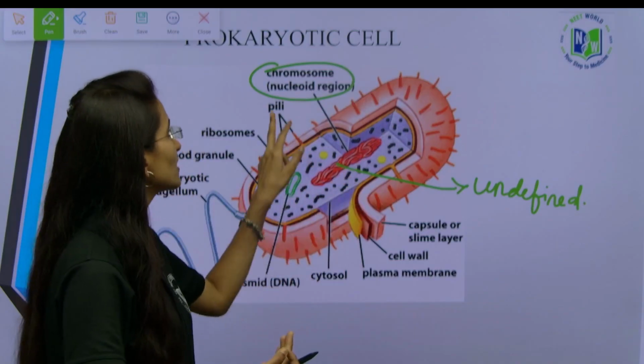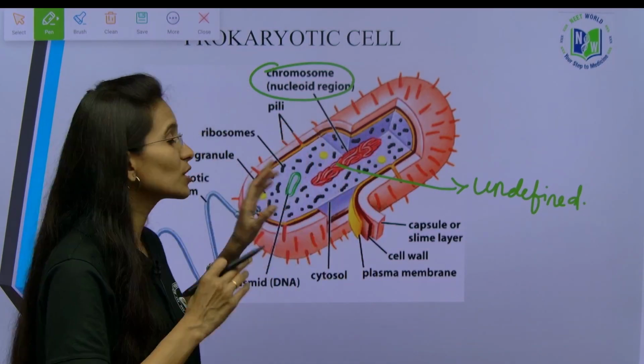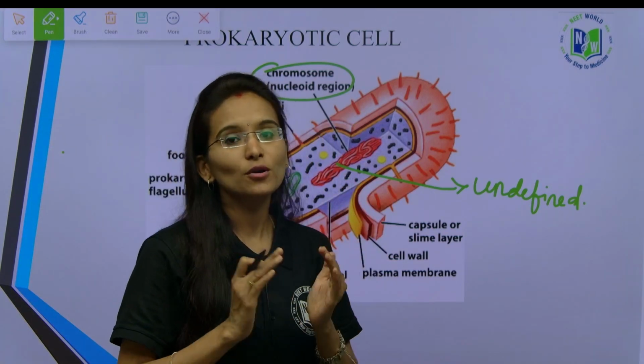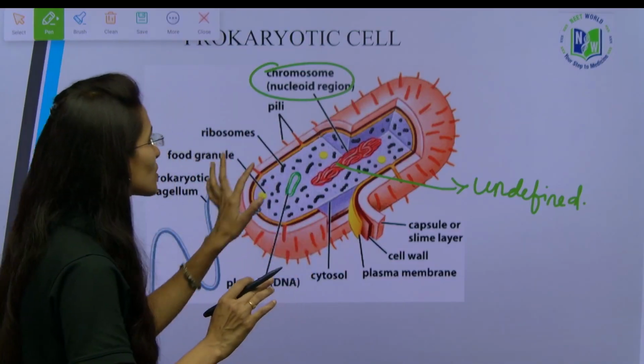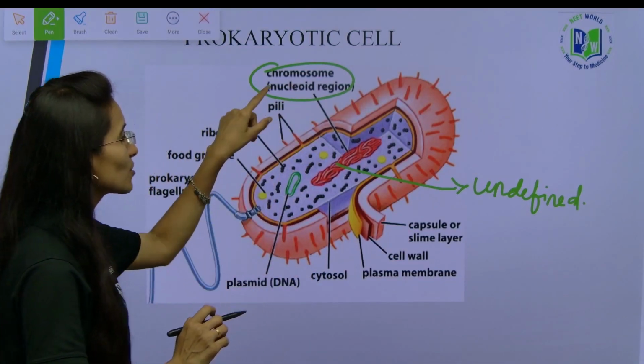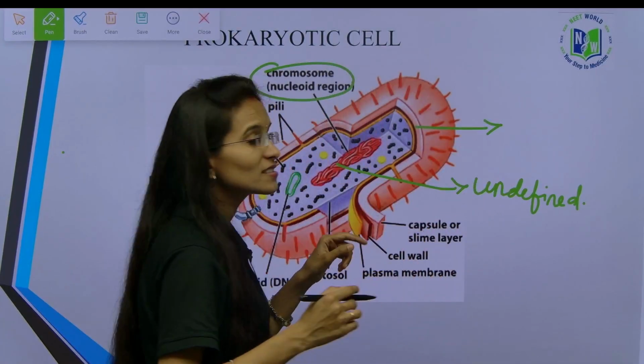Hence, it is called a nucleoid, because it is not a true nucleus. It lacks the nuclear envelope, chromatin material, and nucleoplasm. So, we call it an undefined nuclear region. This you need to remember, and one more thing you need to remember is the capsule.